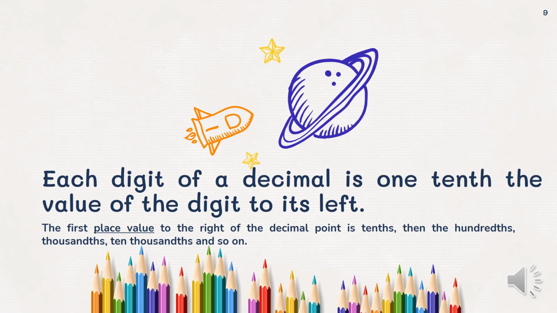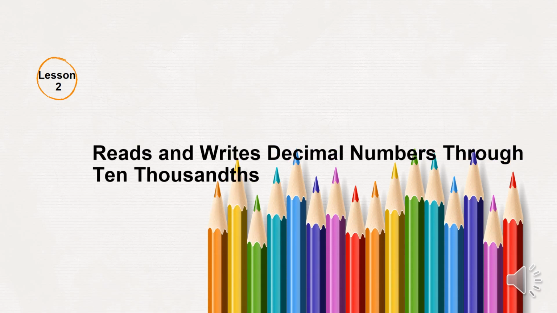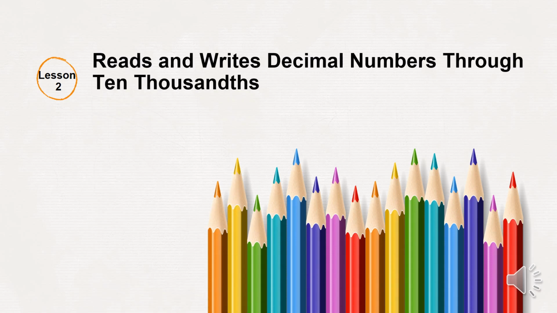Each digit of a decimal is 1/10 the value of the digit to its left. The first place value to the right of a decimal point is tenths, then hundredths, thousandths, 10,000ths, and so on. Now for our lesson 2. Reads and writes decimal numbers through 10,000ths.